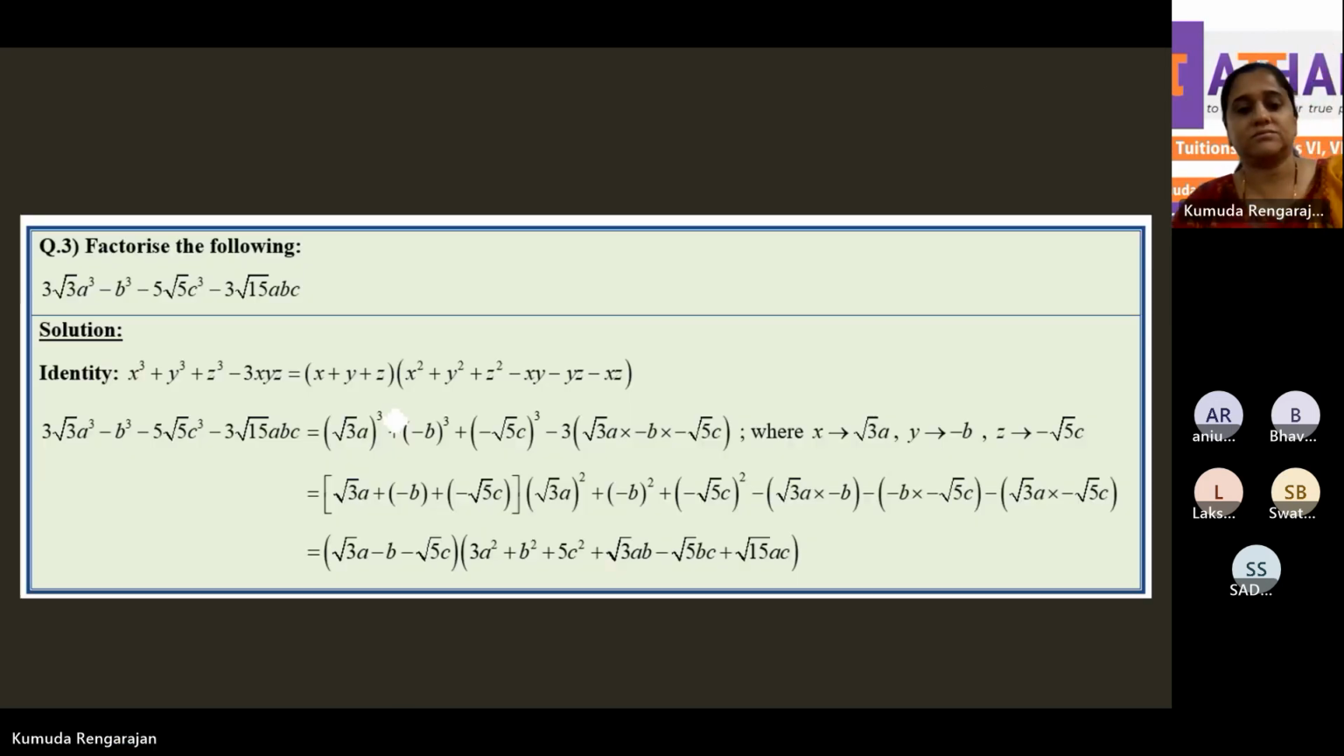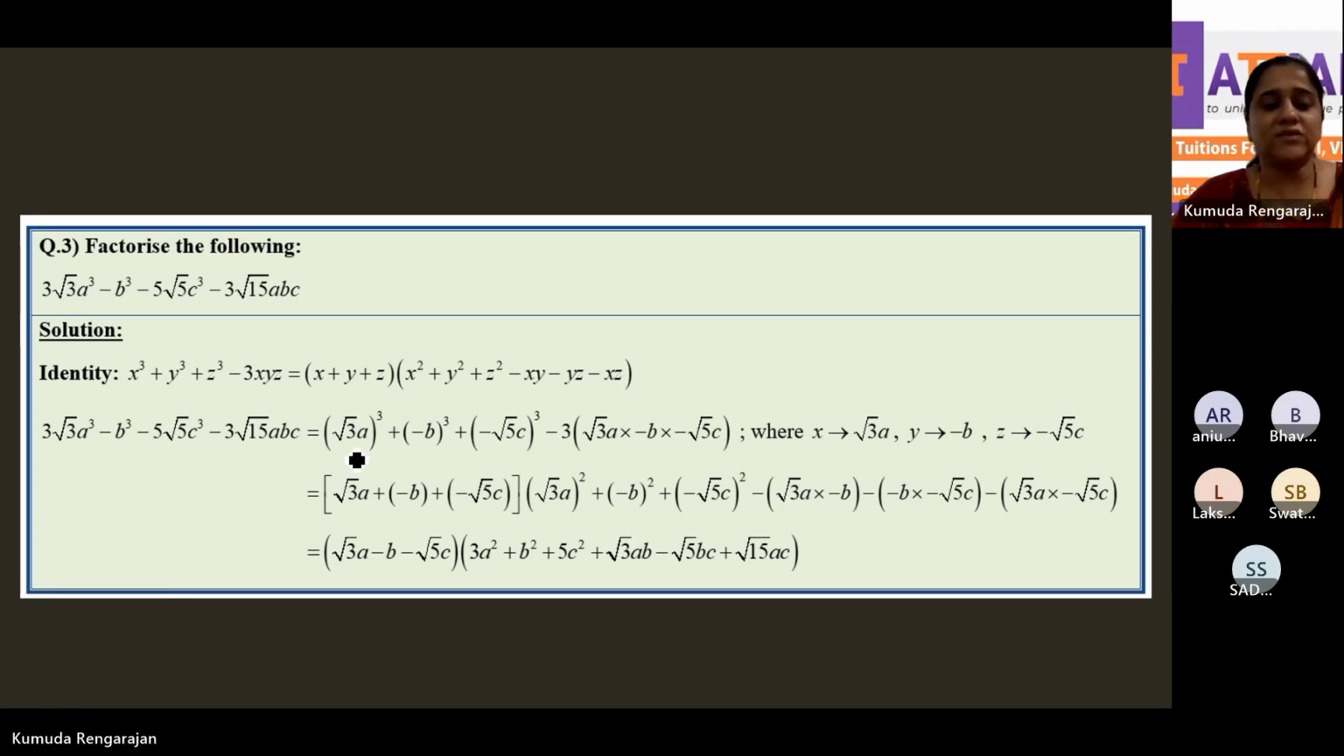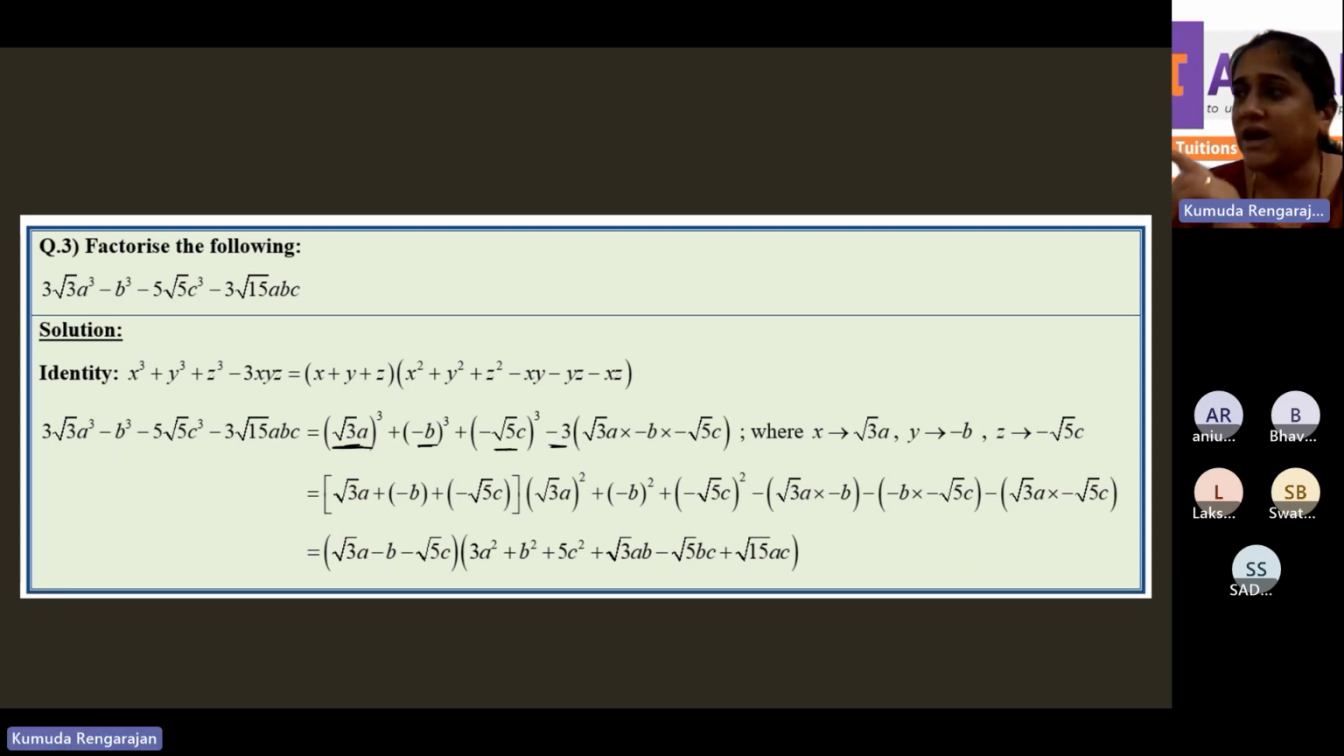All right. So see here. That's the first step: x the whole cube plus y the whole cube plus z the whole cube minus 3. Please write the signs from the identity, not from the expression given. In the identity, what do we have? x cube plus y cube plus z cube minus 3xyz.